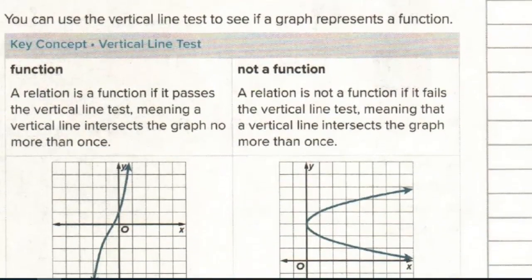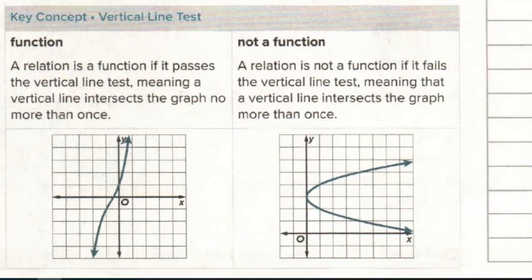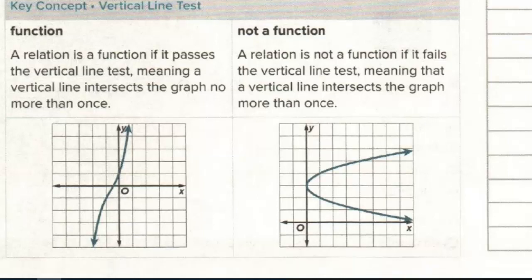vertical line test concept here. Vertical line test to see if a graph represents a function. How do we know if it's a function? Well, a relation is a function if it passes the vertical line test, meaning a vertical line intersects the graph no more than once. That's also a little confusing for some people.